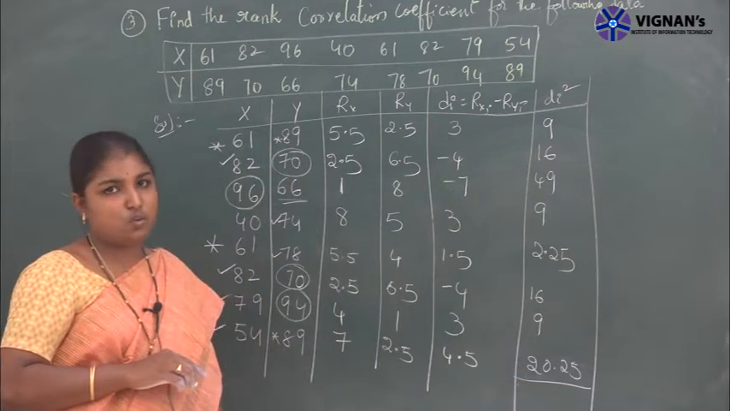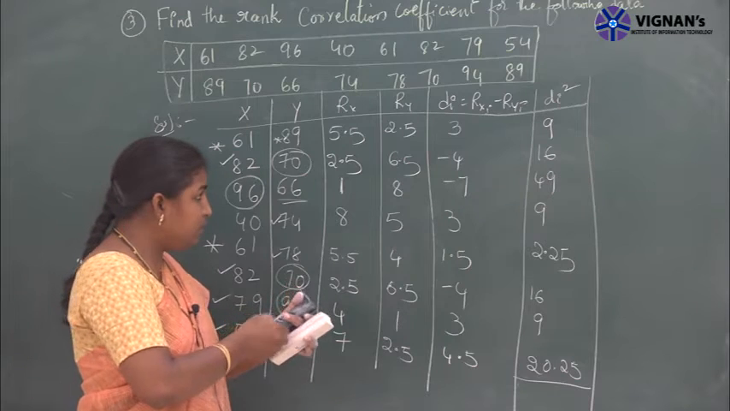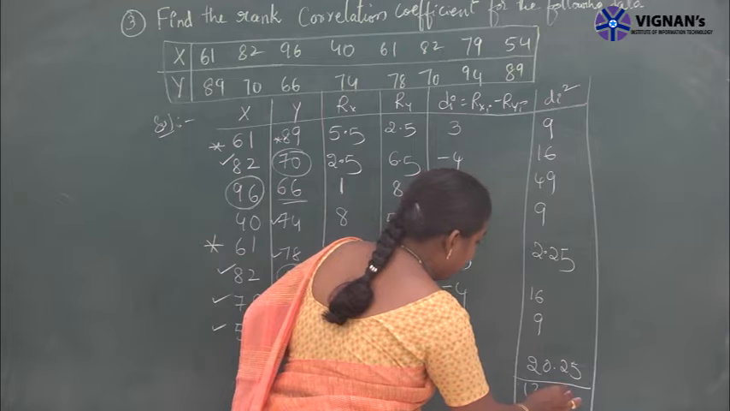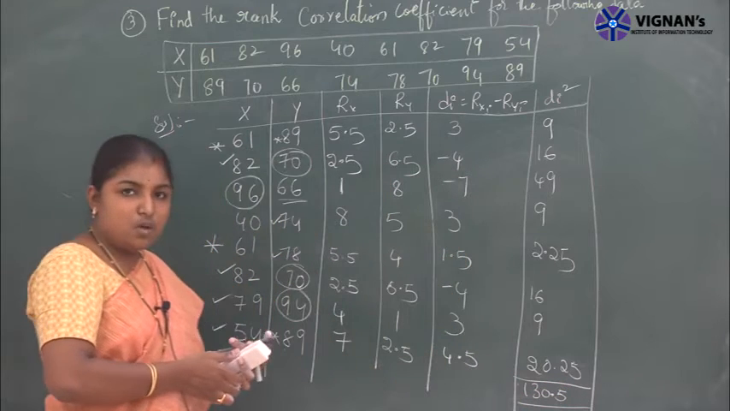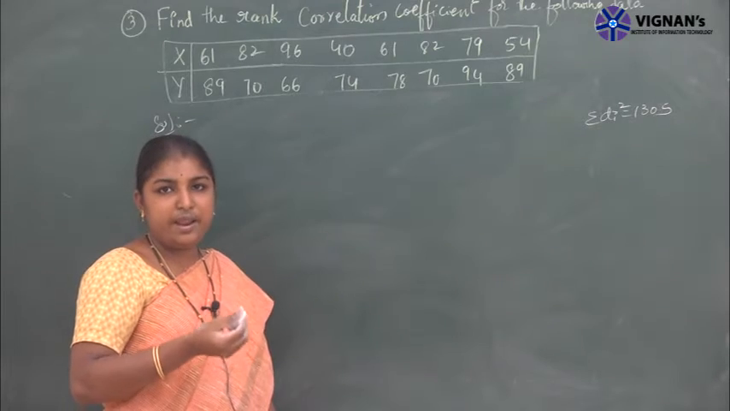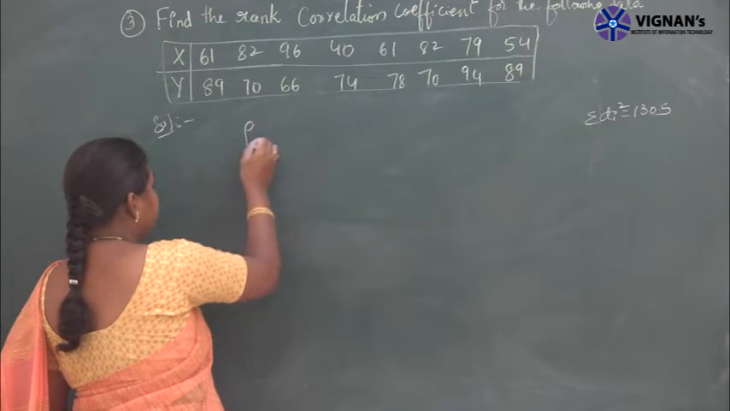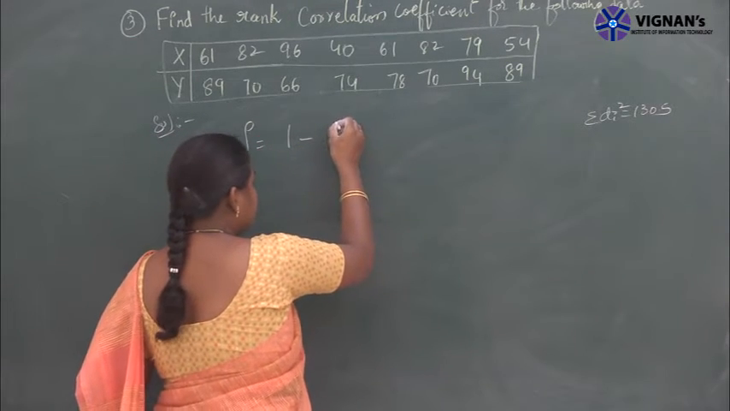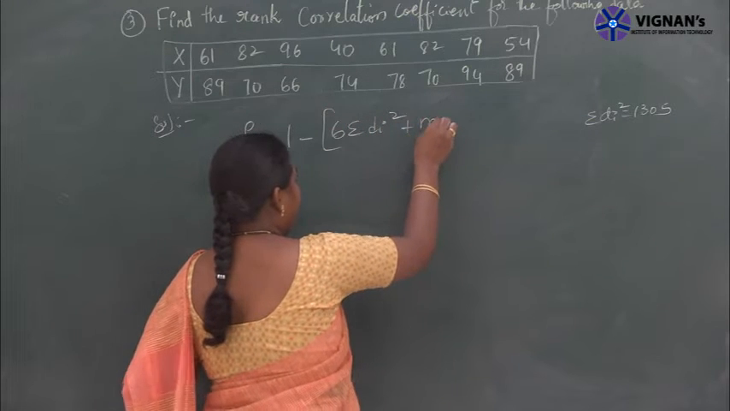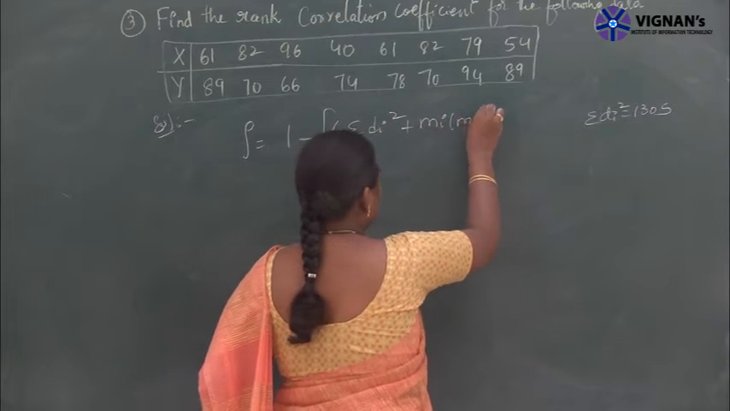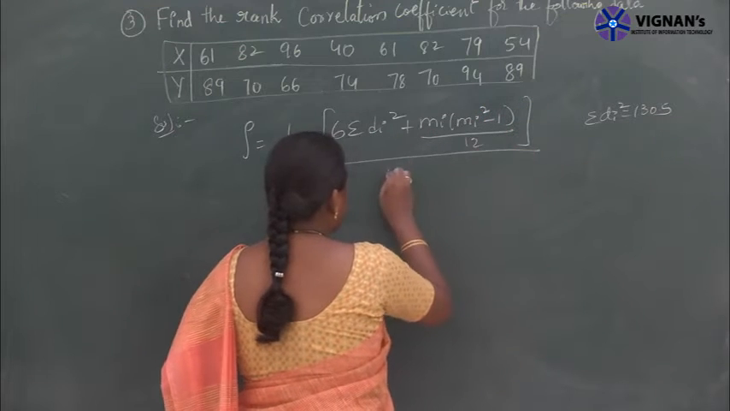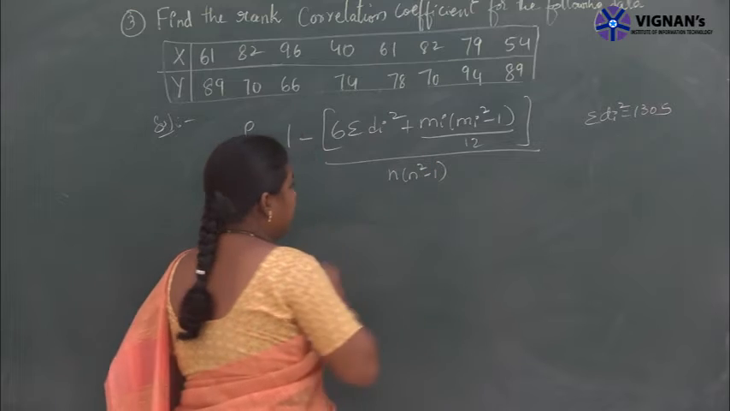We get di square value. So di square means we are adding all the values, equal to 130.5. Okay. So now in Spearman's rank correlation quotient, the repeated ranks formula can be written as rho is equal to 1 minus 6 into summation di square plus mi into mi square minus 1 by 12, whole by n into n square minus 1.